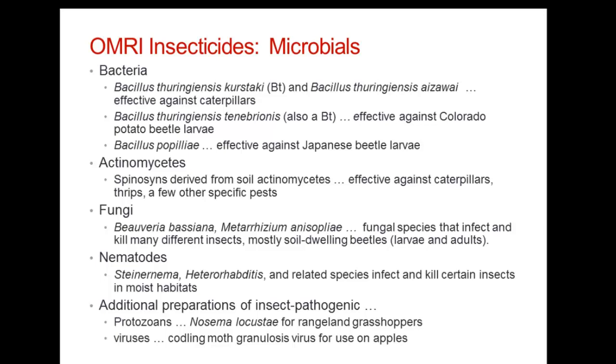And those compounds are called spinosins. They're primarily effective against caterpillars, thrips, and a few other specific things. And Entrust is the trade name of one of those products. There are a number of insect pathogenic fungi. The only one that's been commercialized so far is Beauveria bassiana.